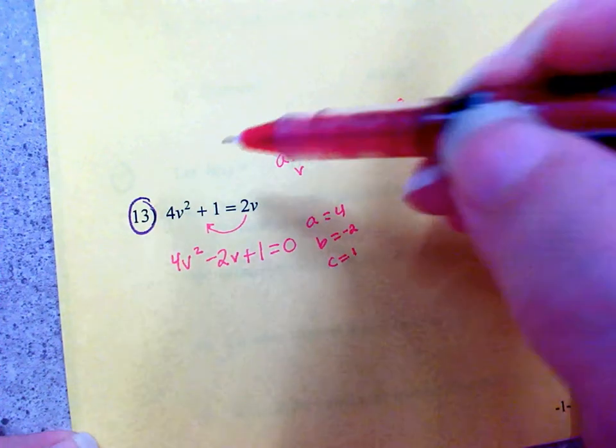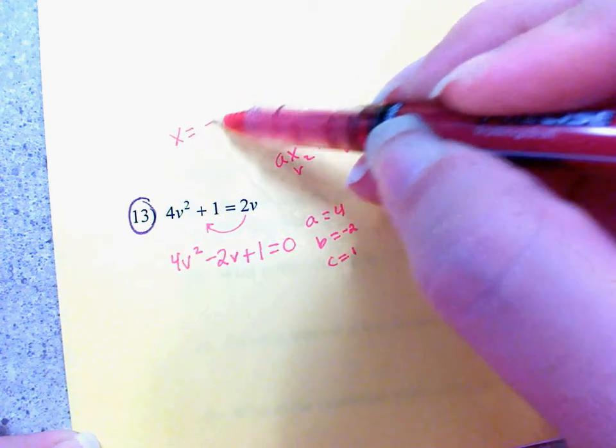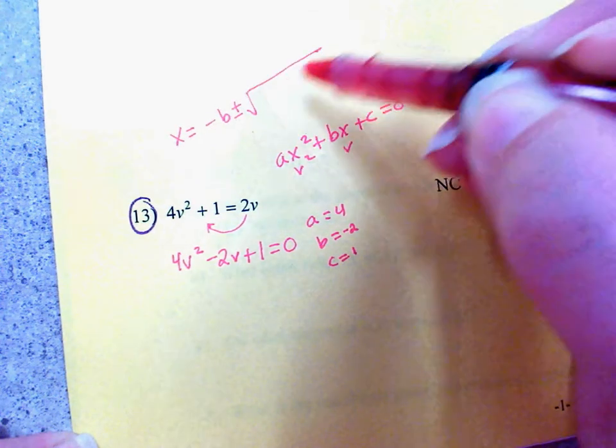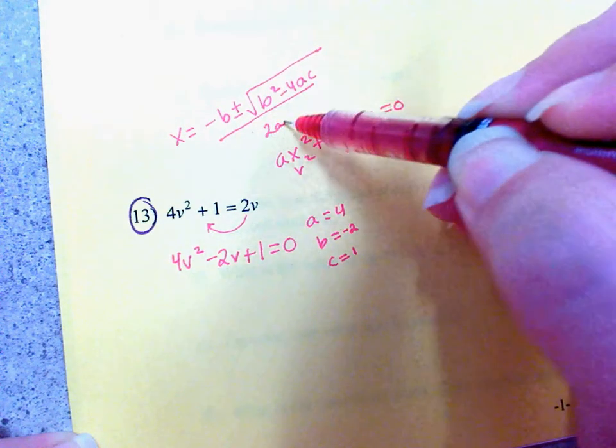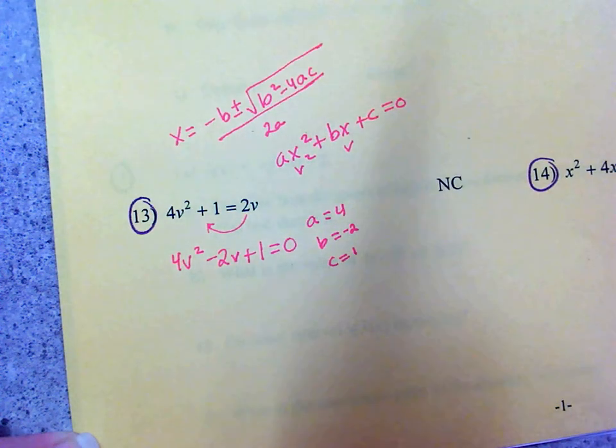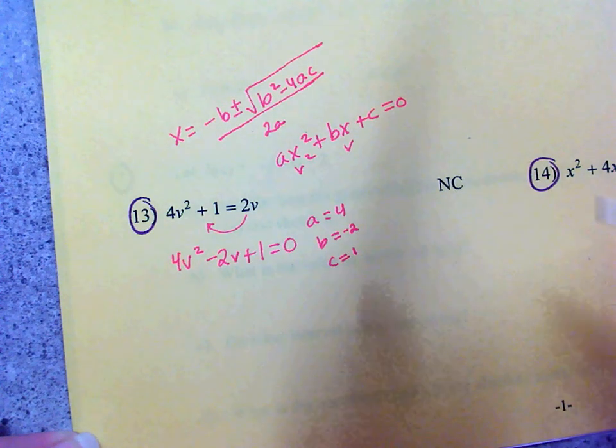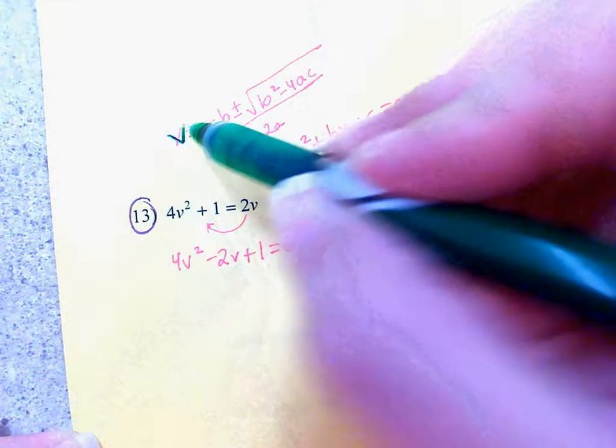So let's talk about the quadratic formula. x equals opposite b plus and minus the square root of b squared minus 4ac all over 2a. Now I'm probably not going to be giving that to you, so you need to, at this point, have that memorized, okay?